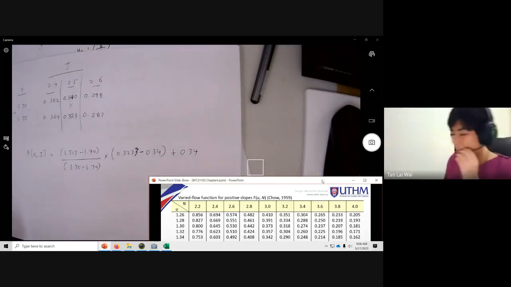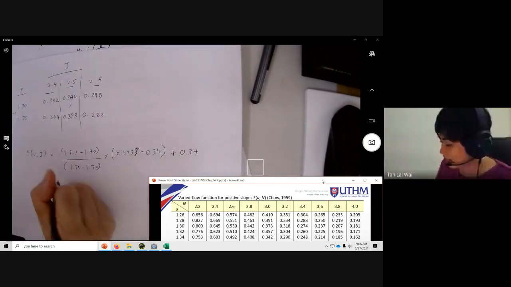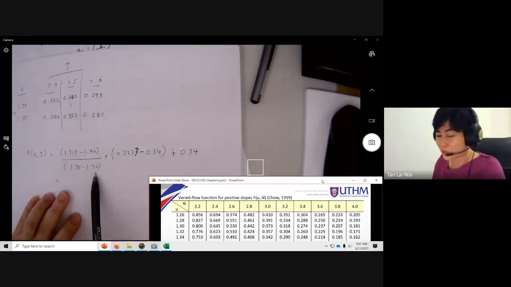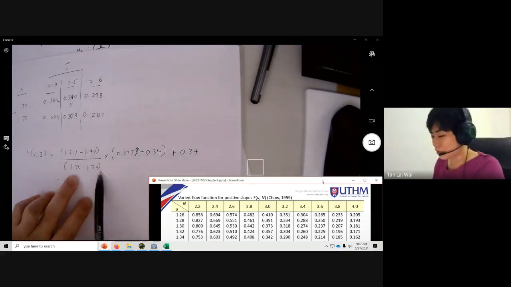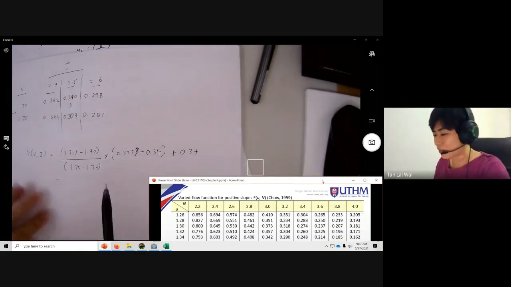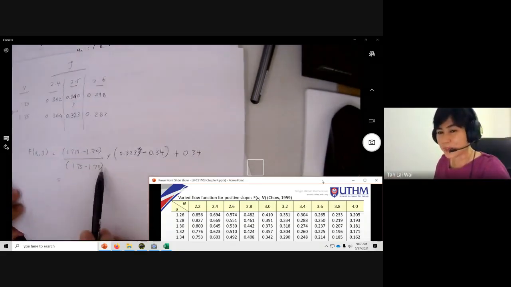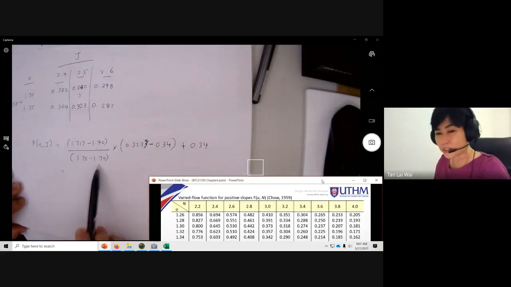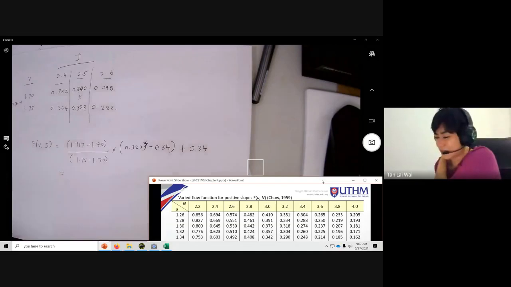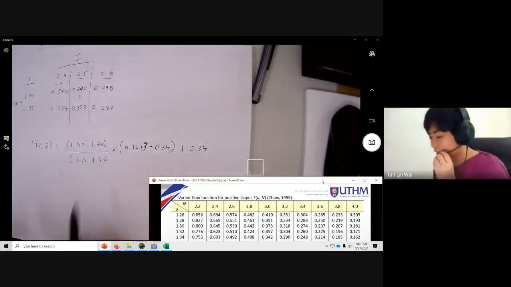Can you help me with this? Can you calculate? Of course, as I told you, I'm used to doing the interpolation straight away. I don't need to write it out step by step. But for your case, if you want to practice, you better do it one by one. Can you help me calculate this value, please?